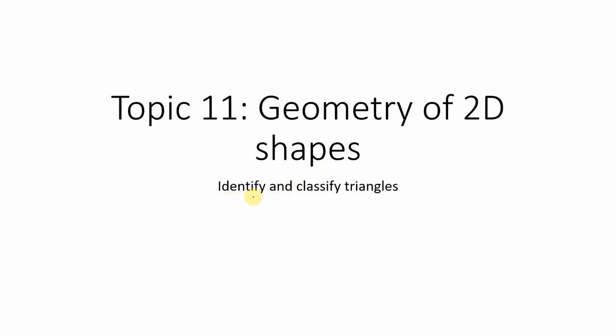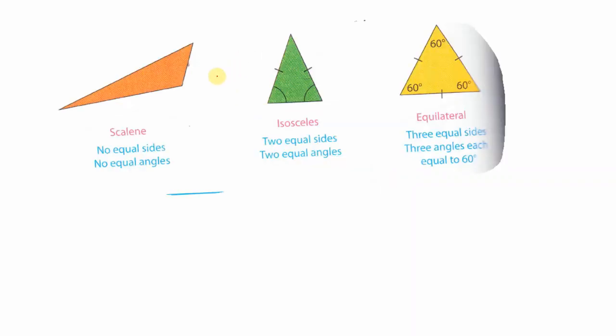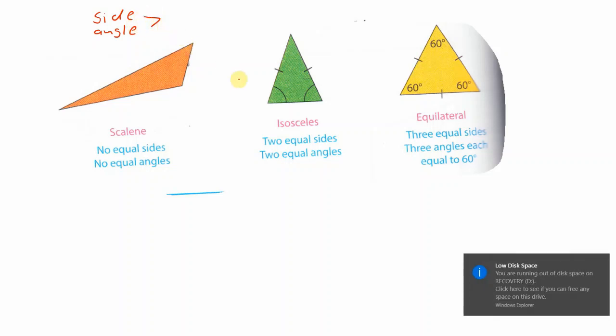This video is about the identification and classification of triangles, which form part of the geometry of two-dimensional shapes. Now, we can classify triangles based on either their side properties or on their angle properties, or best, in fact, a combination of these two.